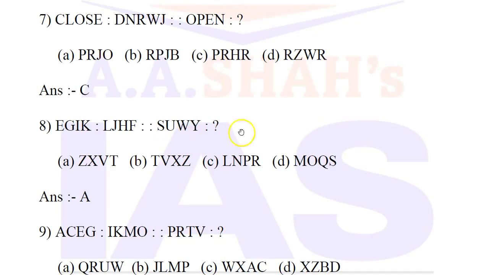So same thing has to be done here. S plus 1, the answer would be T. So the last letter has to be T here. Since we only have one option with T, we can tick this, but always recheck before you tick. Now U plus 1, the answer should be V. W plus 1, the answer here should be X, and Y plus 1, Z. That's why ZXVT, A option is your correct answer here.